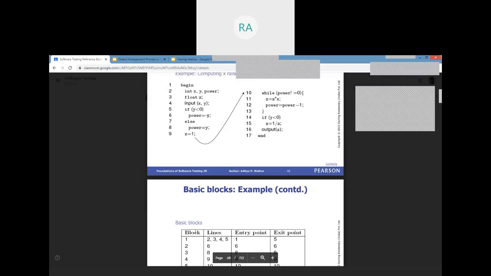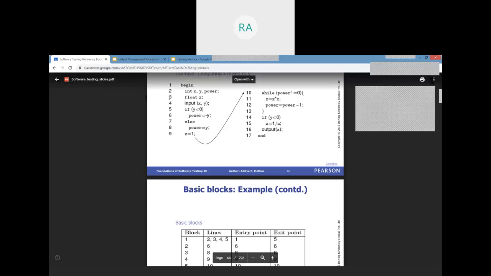Okay, it is left to you. Whenever you are identifying the basic blocks, you have to decide which lines will come under basic blocks. Suppose they have designed one basic block having the number 1, and the lines included in basic block number 1 are 2, 3, 4, 5.